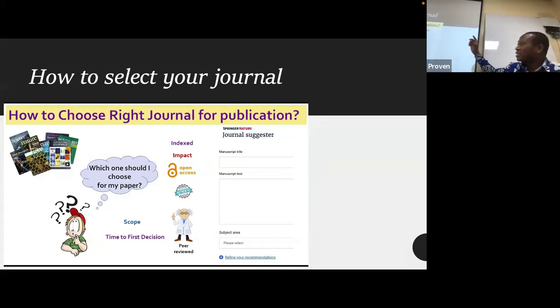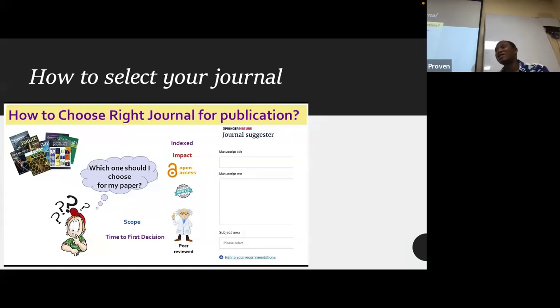So you want to look at that indexing. Where is it indexed? Is it on Google Scholar? Is it on Scopus? Is it on several places where they can index your journal? So you need to look at that. And then your impact, and then your open access. Can many researchers easily get access to my work?